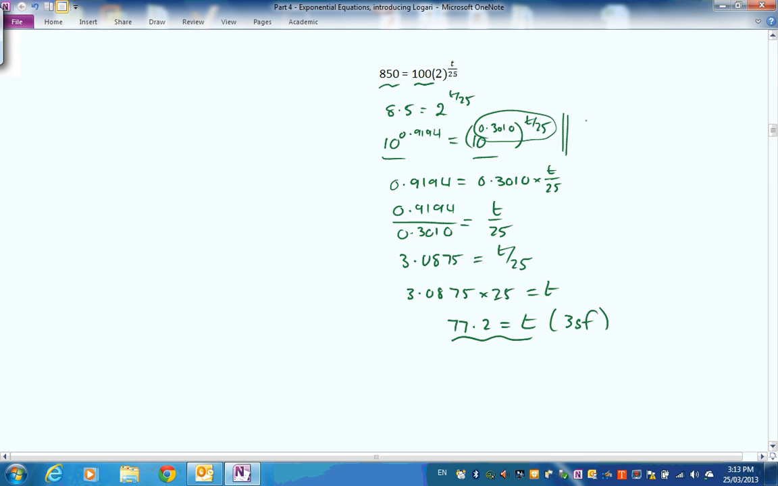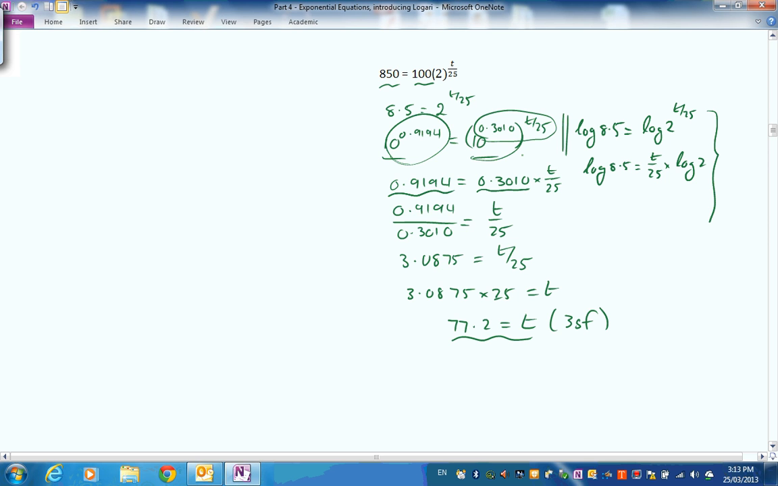So what we tend to do is do it all in logland. So we say the log of 8.5, so we're going to depower it straight away, equals the log of 2 to the t on 25. So we're going to leave out all these clumsy powers of 10 here. And now we're going to say log of 8.5 is t on 25 times the log of 2. We're just mentioning how we can do this in powers. So we're going to go straight to this step.